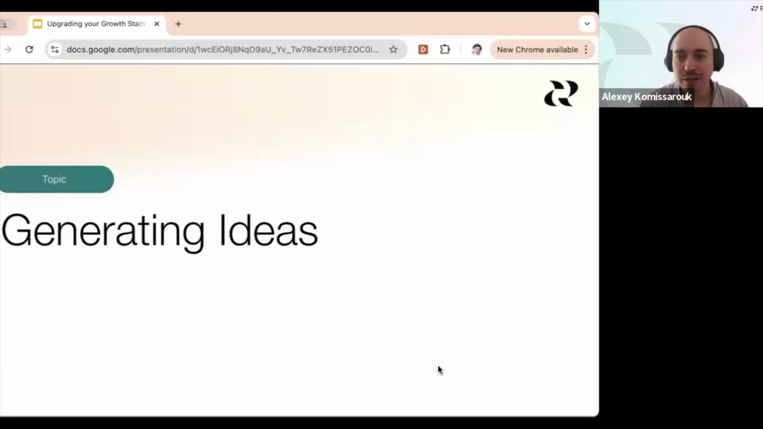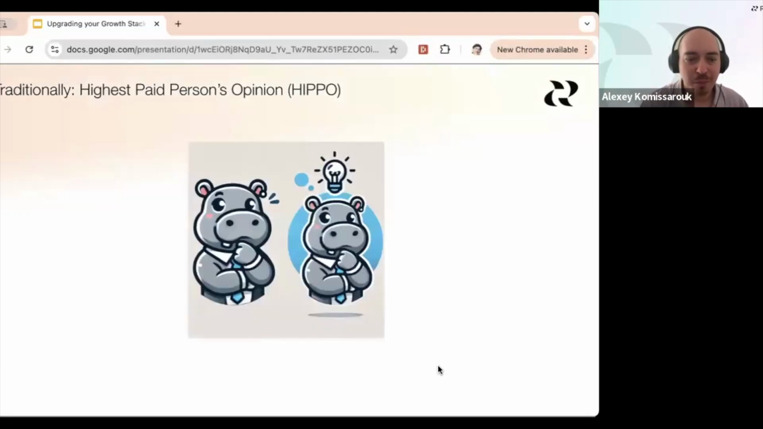So how do we generate ideas? Well, it turns out by default, if you do not know how you are generating ideas, then you are in hippo mode, which is just a fancy way to say the highest paid person's opinion. Or as a rough proxy, the product manager will just decide where the ideas come from. The product manager, or maybe they came from the CEO who messaged and said you guys should do this.